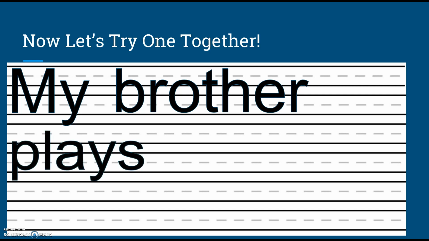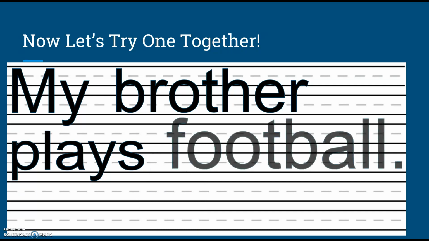Plays. My brother plays. Now I know what word I want to use to end my sentence, and I have an idea of how much space I need between these two words, but I'm going to use my finger spacer anyways, just to help me out. Football. My brother plays football. And always remember to put a period at the end of your sentence when you're finished.